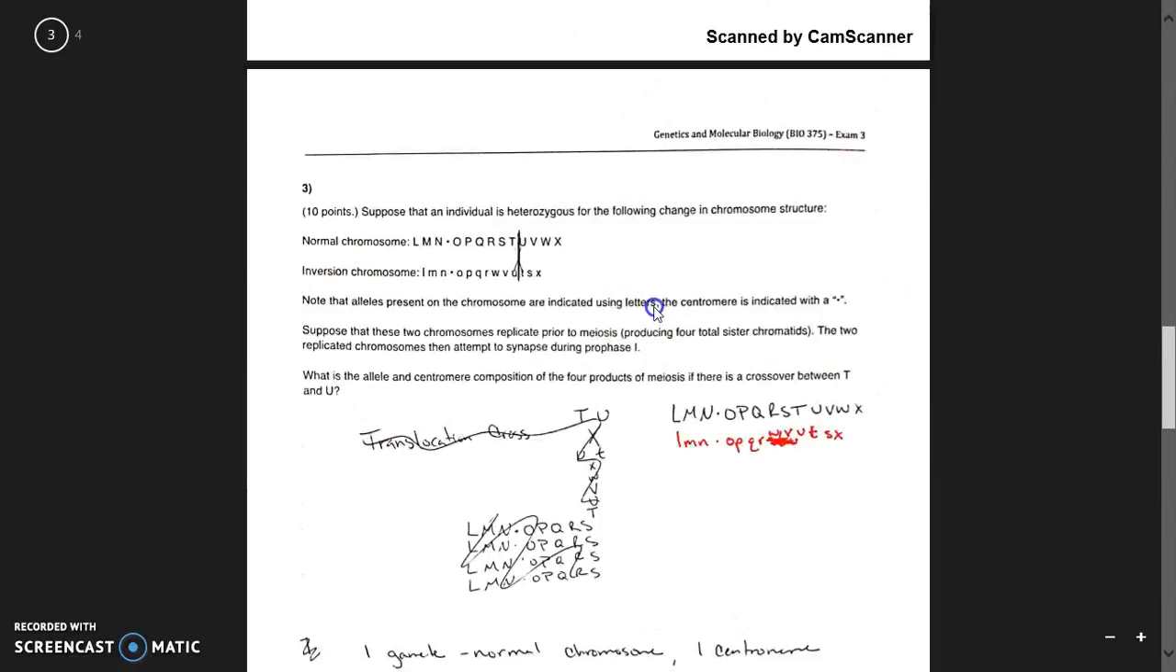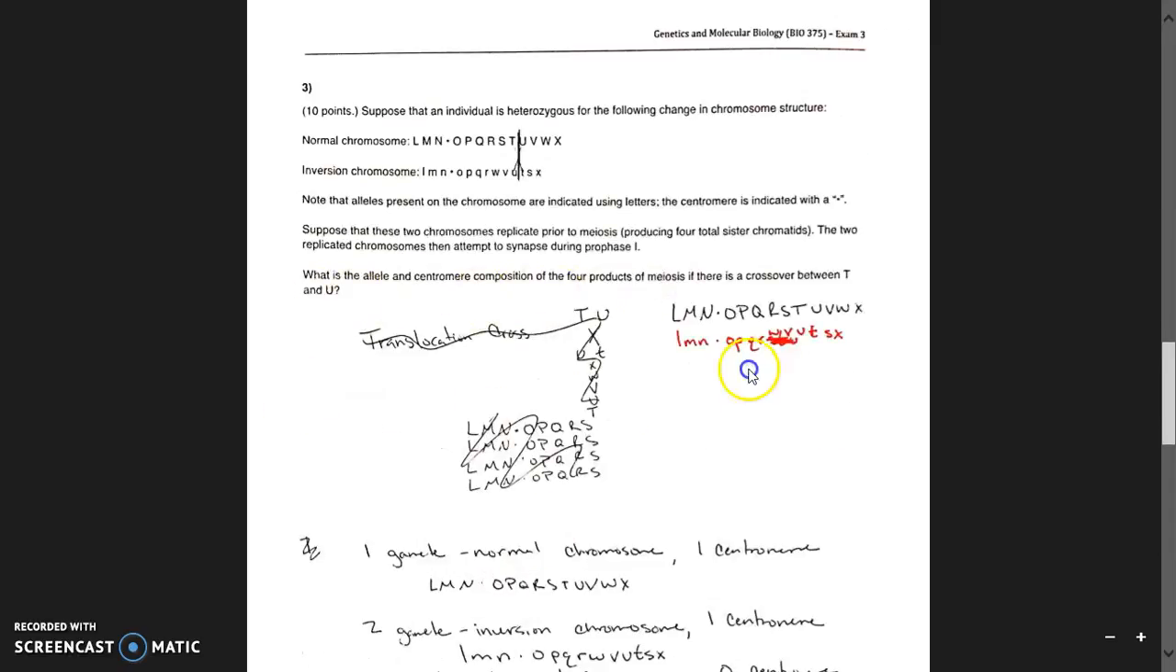So for C, it says suppose an individual is heterozygous for the following change in chromosome structure, and you have your normal chromosome and then your inverted chromosome, and you have your centromeres here and here, and suppose that these two chromosomes replicate prior to meiosis. The two replicated chromosomes then attempt to synapse during prophase 1. What is the allele and centromere composition of the 4 products of meiosis if there is a crossover between T and U? So I was doing like a translocation cross first here, and I was like thinking something else.